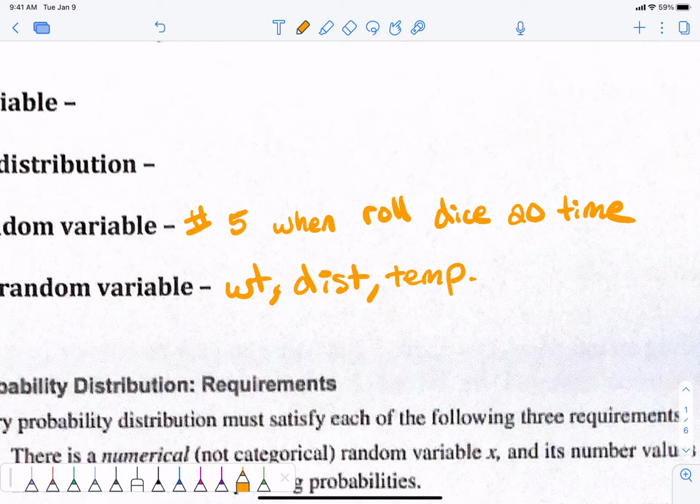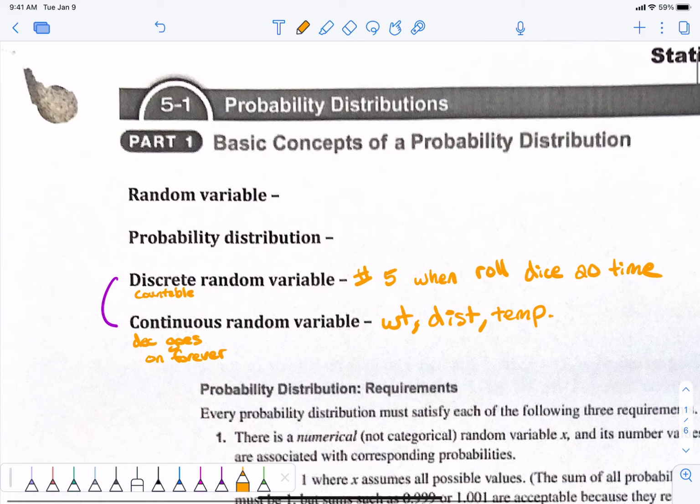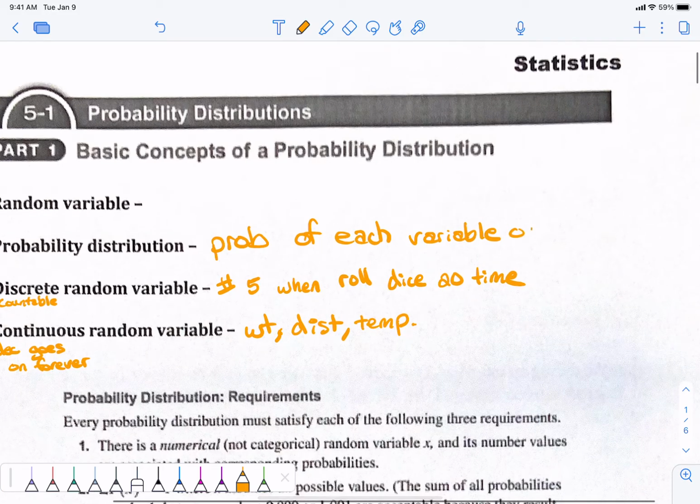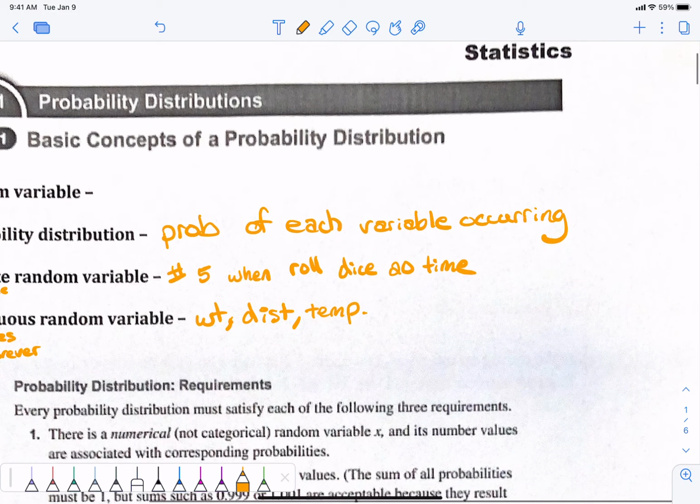Okay. A probability distribution, we're working our way back up. A probability distribution is the number of times each one of these is occurring. Like the probability of each variable occurring. Okay, so a probability distribution.